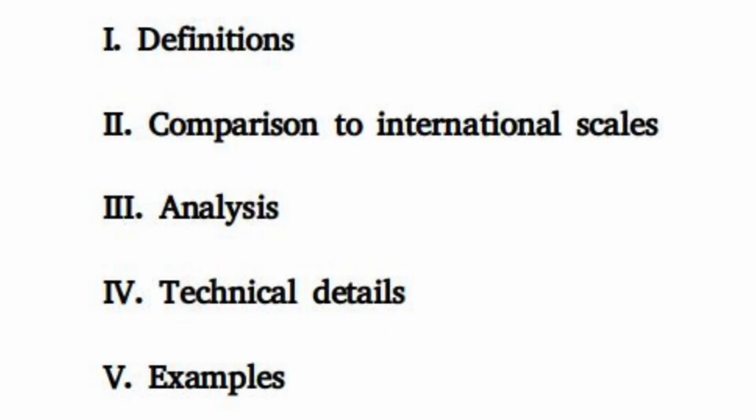The first section covers definitions and explanations of why I have chosen to use them. The second section is a comparison of Western scales to international scales, which is what started me down this path. The third section is an analysis of notes and scales in general. The fourth section is a description of all possible 7-note scales in a 12-tone tuning system. And the fifth section is a discussion of several pieces I have composed using some of these scales.